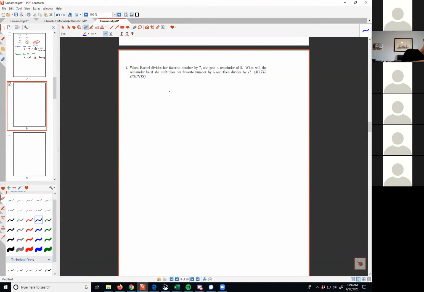Won't she get remainders of 4 instead of 5? How do you know? Well, what I did was I looked at a multiple of 7 and I added 5 to it, and then I multiplied it by 5, and then I divided it by 7.